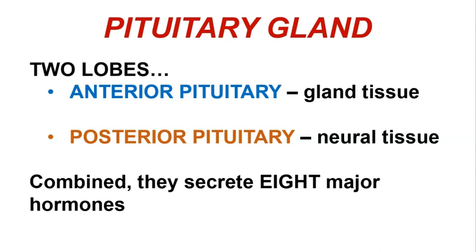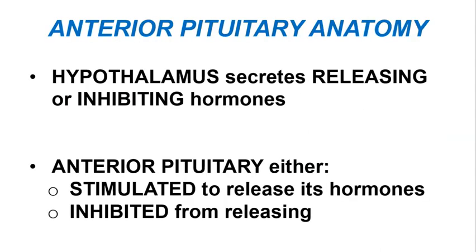The pituitary gland combined, so that is the anterior and posterior pituitary, secrete 8 major hormones. We see that 6 hormones are secreted from the anterior pituitary, and 2 hormones are secreted from the posterior pituitary. So let's start with the anatomy of the anterior pituitary. The anterior pituitary manufactures its own hormones since it is a gland and not nervous system tissue.